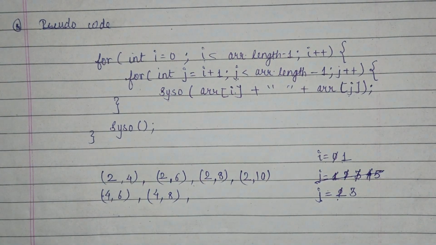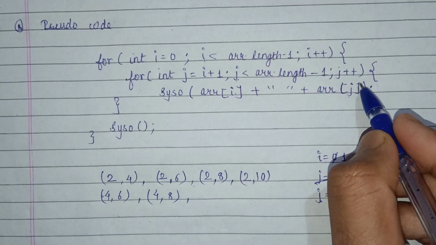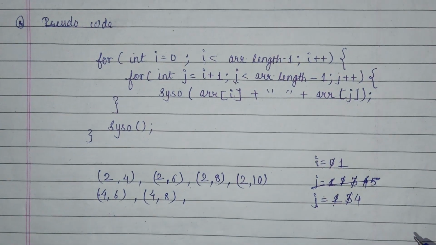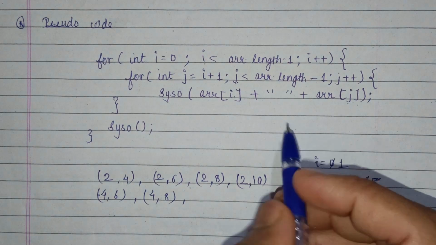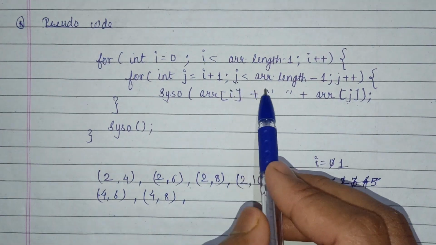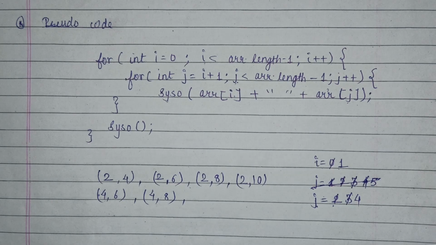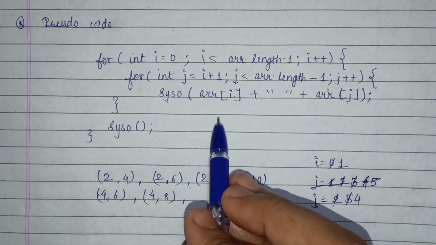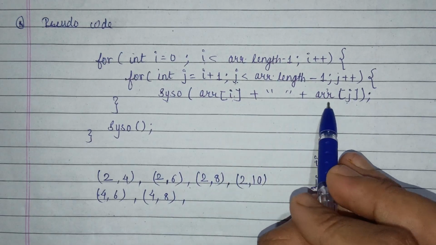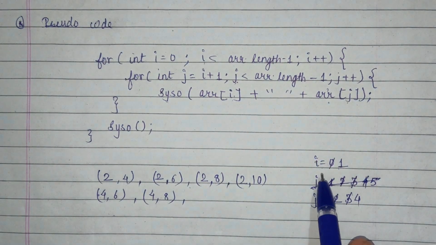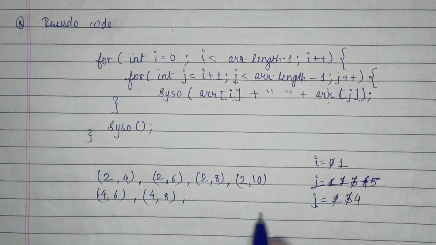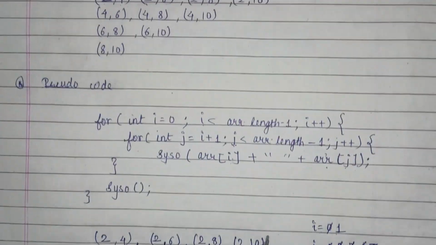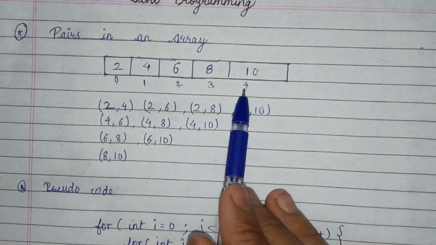And next, now j value gets updated. J value has become 4, and it will check the condition. Is 4 less than array length? Obviously no, and it will print array of i and array of j. Array of 1 and array of 4. So array of 1 is 4 and array of 4 means 10.